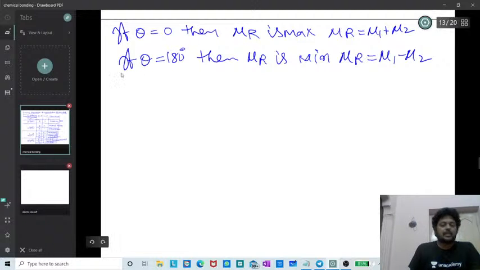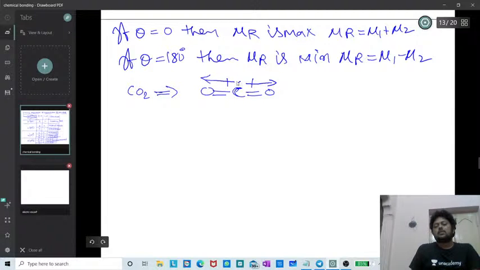Okay, for example, if you take CO2, which structure does it have? Linear structure. C double bond O, C double bond O. Out of C and O, which is more electronegative? Oxygen. Okay, here the dipole vectors point towards oxygen, and both are separated by an angle of 180.